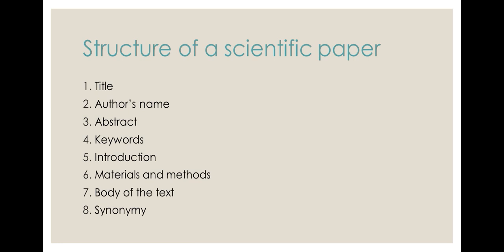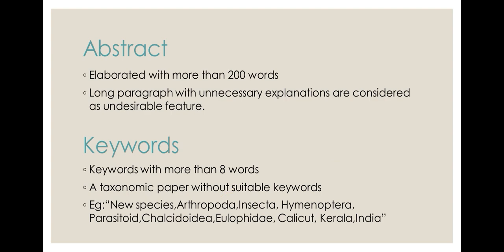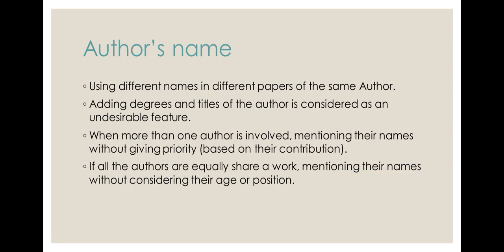Then author's name: using different names in different papers of the same author. It's going to be very difficult for other people to identify papers with the author. Then adding degrees and titles of the author is considered as an undesirable feature. When more than one author is involved, mentioning their names without giving priority based on their contribution. If all the authors equally share a work, mentioning their names without considering the age or position. So you should consider their age and position.